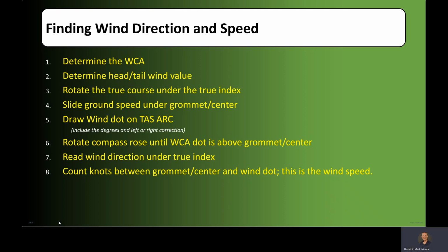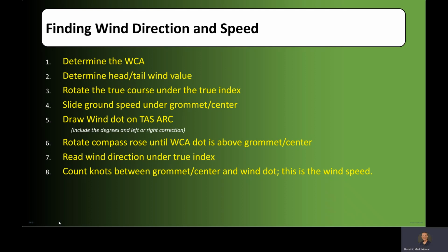Step number three, we're effectively working backwards. So if you have a list of instructions on the wind side of your flight computer, we're effectively working backwards on here. You always spun your compass rose twice. The second time you spun it, it was true course. So we place true course under the true index. Then we always read the ground speed under that center hole, center grommet position. So we're going to slide until we're under that grommet position.